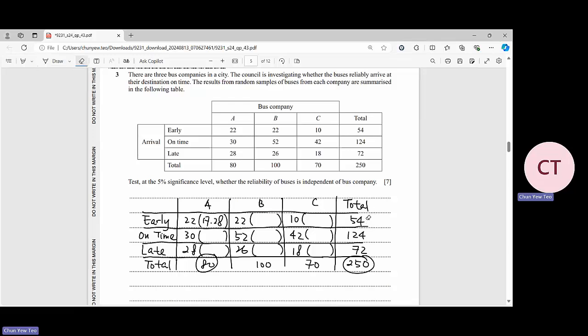17.28. The same thing happens for this value: just take 124 multiply 80 divided by 250. If you press the calculator, you will get 39.68. And the last one over here, you can take 72 multiply 80 divided by 250. If you do so, the answer will be 23.04.